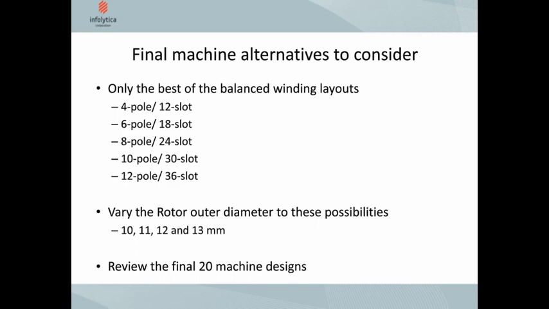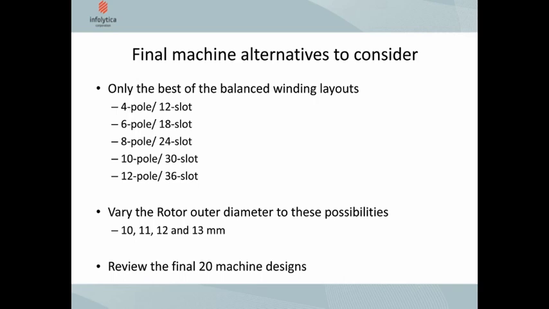Now, there's a wide range of possibilities for how we would balance everything inside of the motor. But to simplify things, I have chosen to explore 4 different rotor diameters. I'm going to choose 10, 11, 12, and 13 millimeter diameter for the rotor. With our 5 configurations, that means that we have a total of 20 machine designs to review.